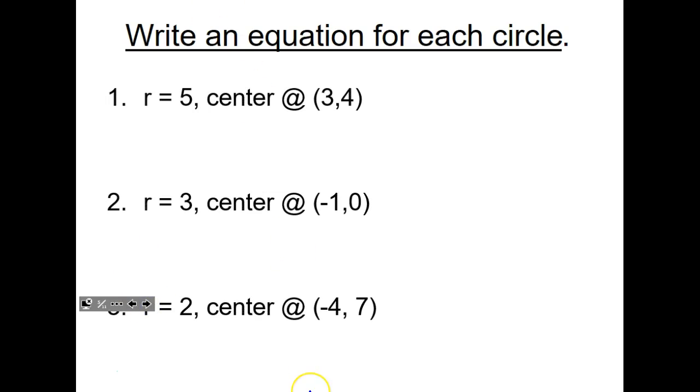Okay, so the next 3 that you got are asking you to do the opposite. They're giving you the radius and the center, and you have to write the equation. So Liliana, for that first one, if we have a center at (3, 4) and a radius of 5, what would our equation look like?